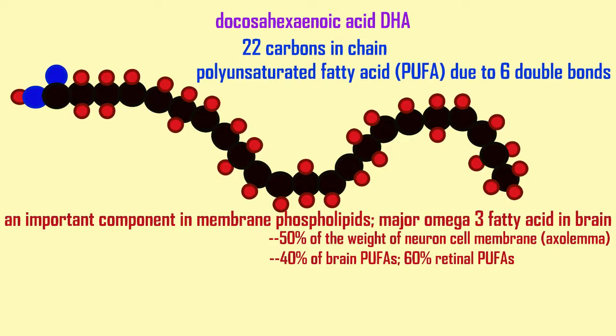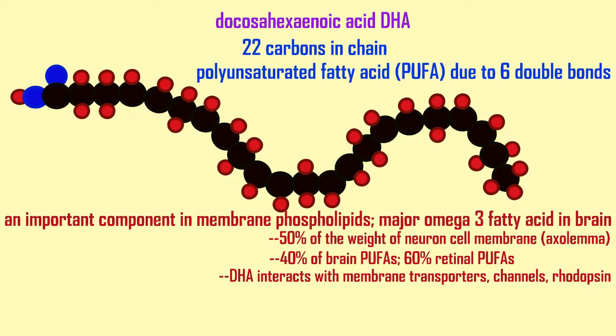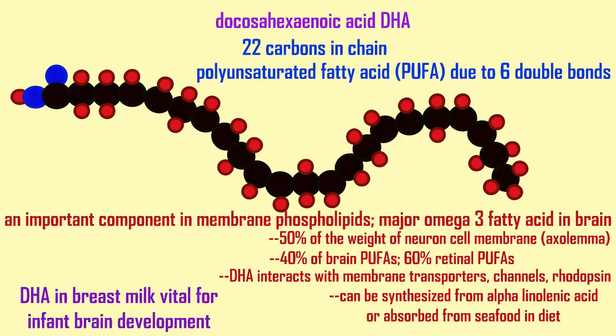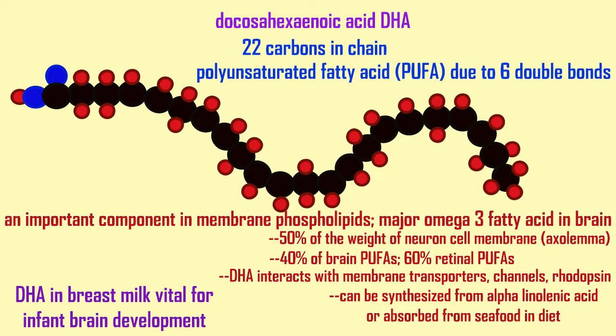Overall, it can represent 40% of the polyunsaturated fatty acids, or PUFAs, in the brain, and 60% of those in the retina, where it can interact with cell membrane transporters, channels, and rhodopsin in the eye. It can be synthesized from alpha-linolenic acid, an essential fatty acid, or it could be absorbed directly from seafood in the diet. DHA is present in breast milk, and this is vital for the development of the infant brain.